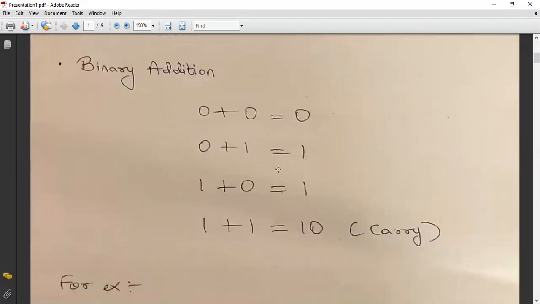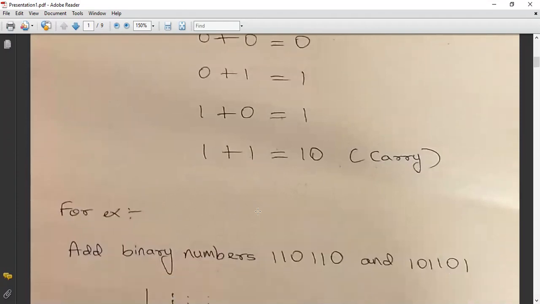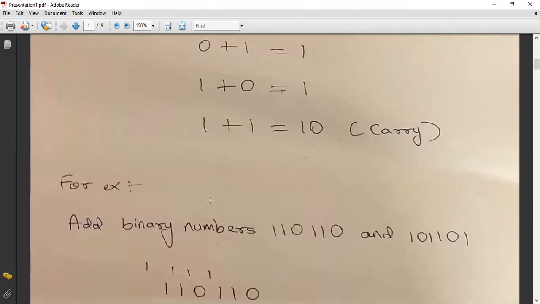These are the four rules of addition. That is 0 plus 0 will give us 0, 0 plus 1 will give us 1, 1 plus 0 will give us 1, and 1 plus 1 will give us 10, that is 1 will be carried over here. Now let us understand this in more detail with the following example.